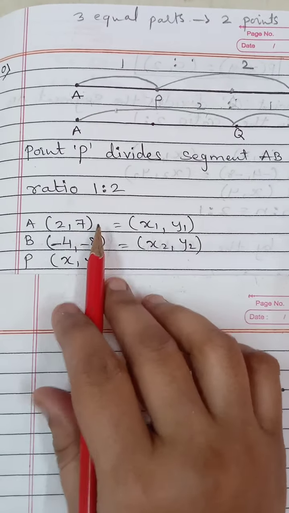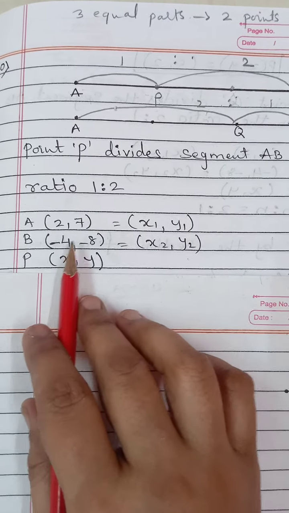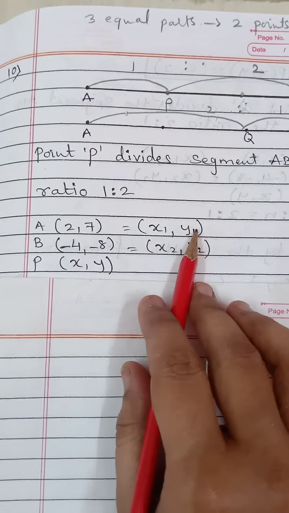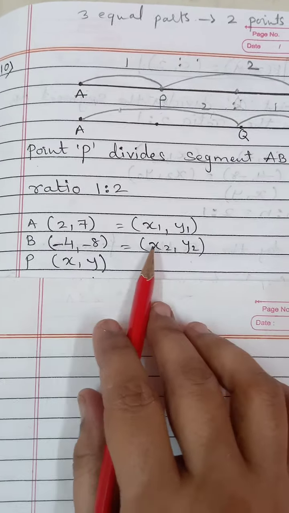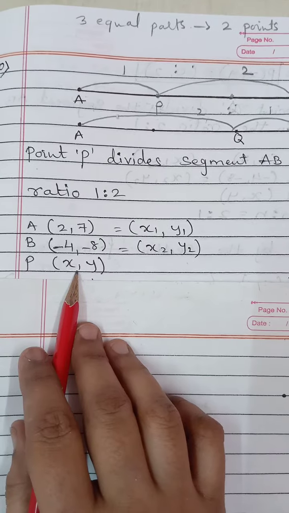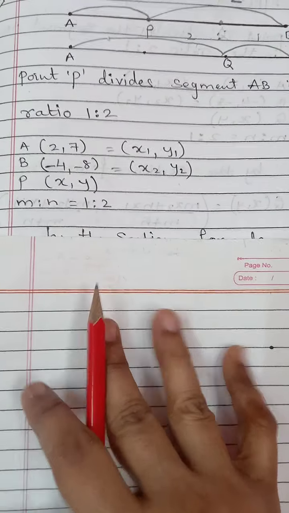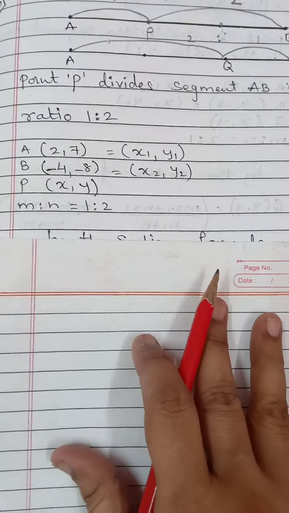Point A, that is 2, 7. Point B, that is minus 4, minus 8. So for the first point we have taken x1, y1, and for the second point we have taken x2, y2. And point P, which is dividing the segment AB, we have taken its coordinates as x, y. So now we will apply the section formula, and m is to n is 1 is to 2.